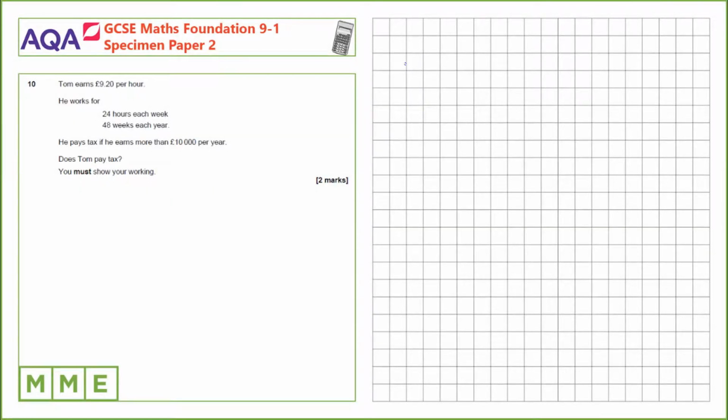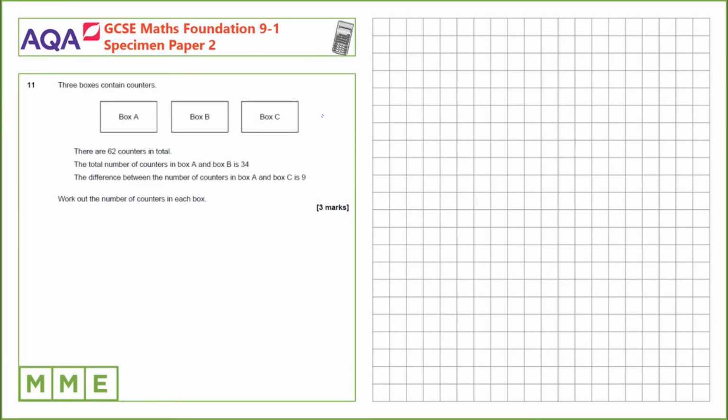Question 10. Tom earns £9.20 per hour. He works for 24 hours each week and 48 weeks each year. He pays tax if he earns more than £10,000 per year. Does Tom pay tax? So, we have £9.20 per hour, 24 hours each week, and 48 weeks each year. If we do that multiplication, we get £10,598.40, and that's greater than 10,000, so yes, he does pay tax.